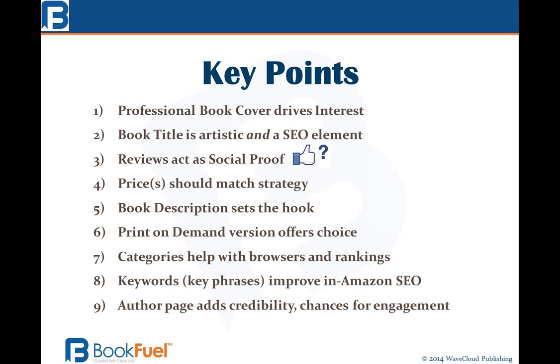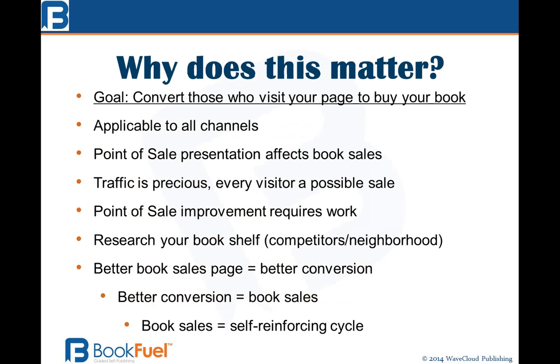Categories or genres are one of those invisible things that happen behind the scenes that you can influence or set. Similarly, keywords or key phrases are another invisible element of your book sales page, but very important. We'll talk about how you can use the right key phrases to improve your Amazon search engine optimization. And then finally, if you haven't created one yet, you're going to want to create an author page. It adds credibility. It adds chances for engagement. It's very important. Now let's talk about each one of these in more detail.